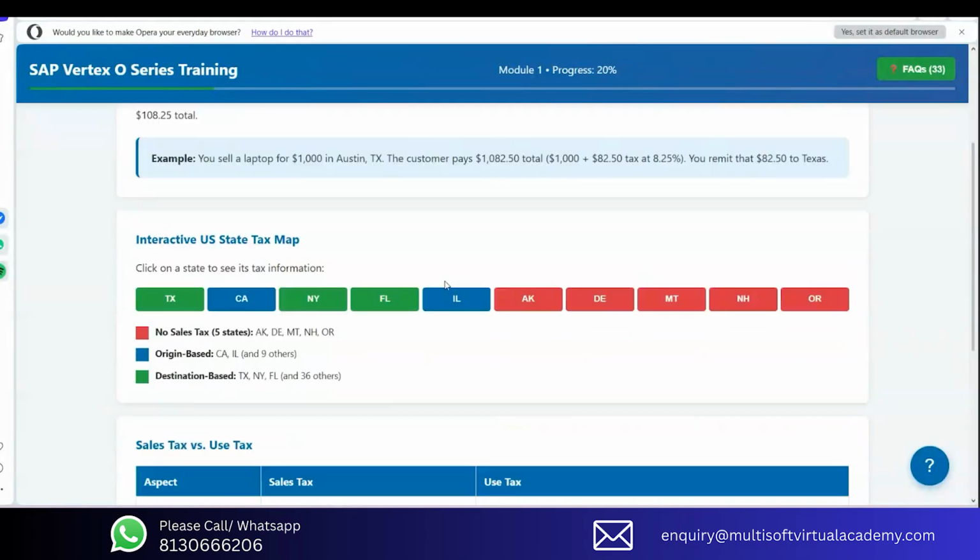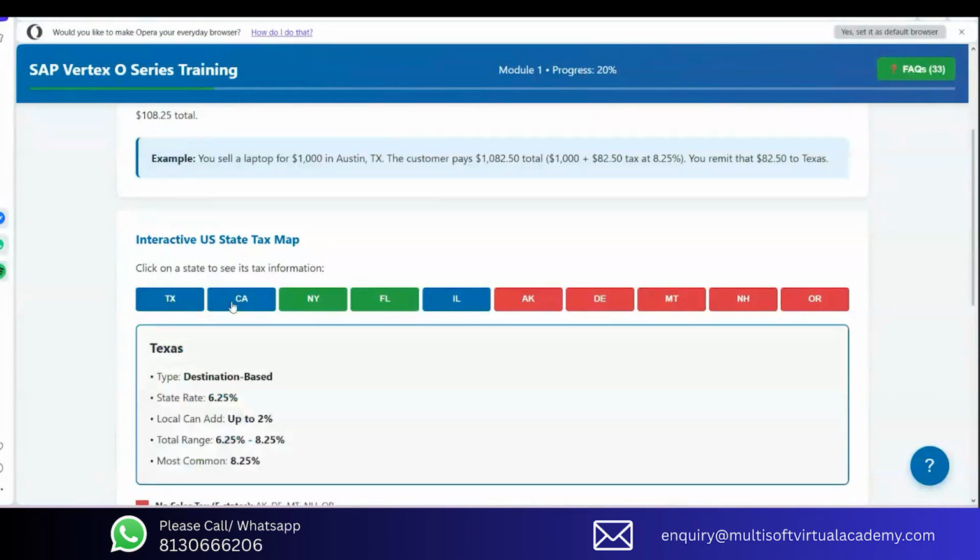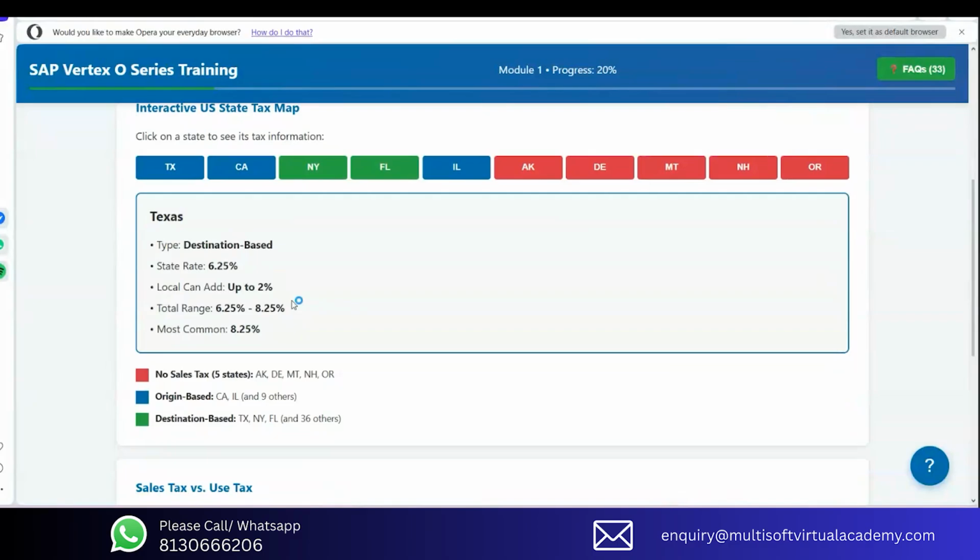Now, since you are in the US, you need to understand which states have no sales tax, which states are origin-based, and which states are destination-based. But anyway, this understanding is most important. Now, if you come to Texas, it's destination-based. The rate is 6.25%, and the local can add 2%. Again, it's jurisdiction-based, and the total range comes to approximately 6.25 to 8.25%. If it comes to California, it is origin-based.